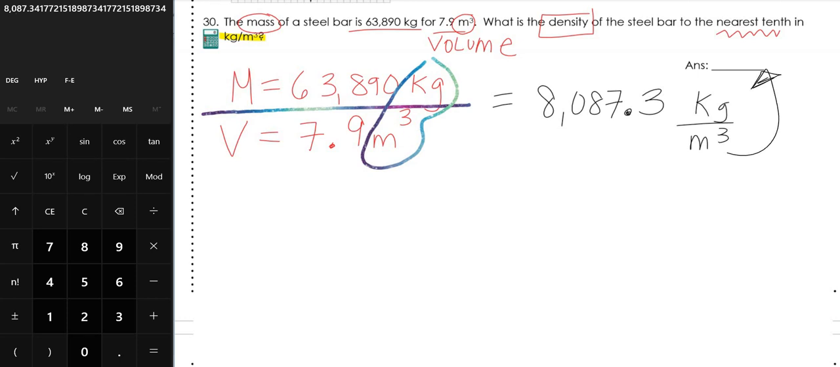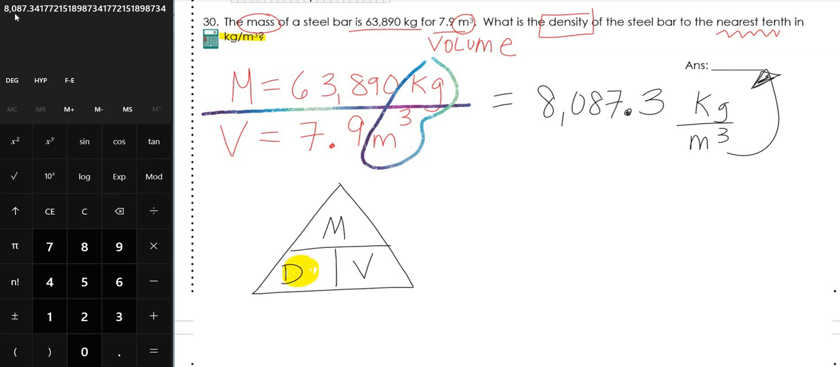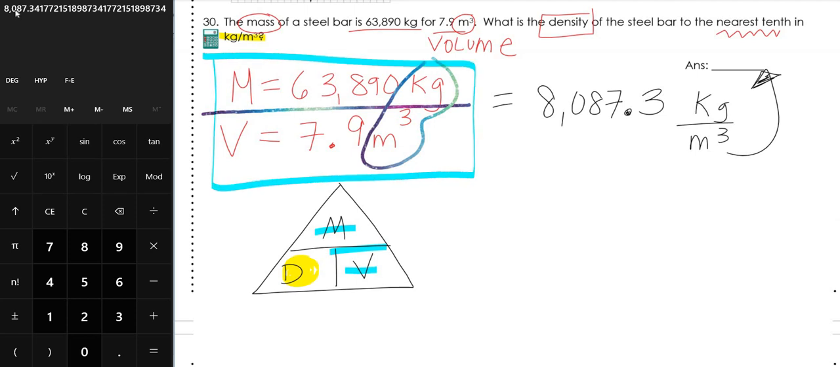That's our answer. Now, if you use the density triangle, let me recap the density triangle. Density, mass, volume, DMV. In this case, we were trying to solve for our density. So it's telling you that what you need to do is take mass divided by the volume, and you'll get your answer, which is exactly what we already did. So even without the density triangle, we figured this out because of the way they gave us the unit. Kilogram over meters cubed. Let's move on.